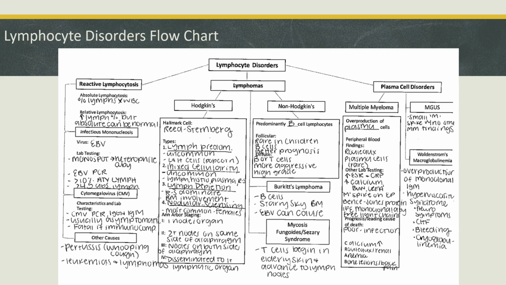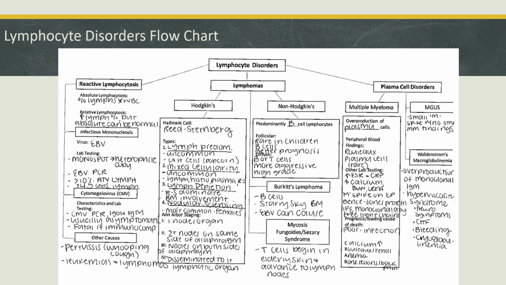What we're going to be looking at is an absolute lymphocytosis, which is the percentage of lymphocytes times the white blood cell count. And then our relative lymphocytosis is going to be associated with the increase above our normal range of lymphocytes, but it can be normal. So it really just depends on how many white blood cells you have and what proportion of those is above the normal limit or the normal range of lymphocytes.